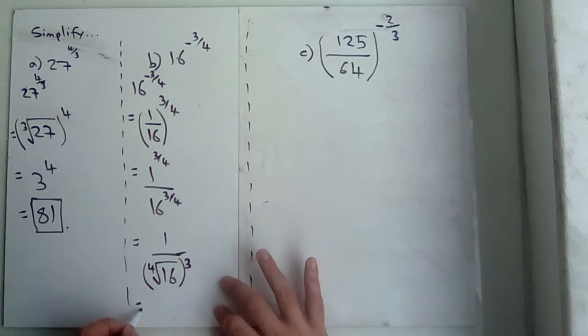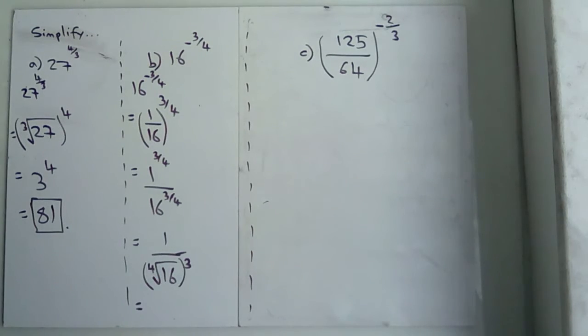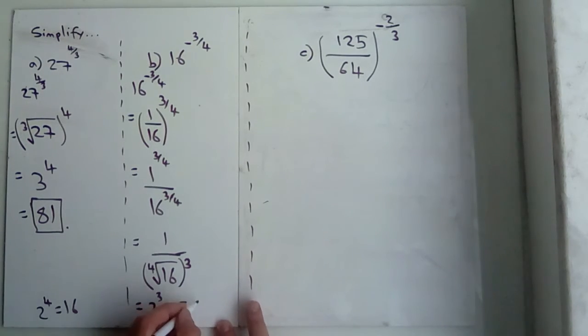So the 4th root of 16, well, you're saying what number times itself again equals 16, and that number is 2. So the 4th root of 16 is 2, because 2 to the 4 equals 16. So you've got 2 times 2, so 2 squared is 4, times 2 again is 8, times 2 again is 16. 2 to the 4 is 16, so the 4th root of 16 is 2. So this is now 2 cubed. Then we just need to do 2 times 2 times 2, which is 8.